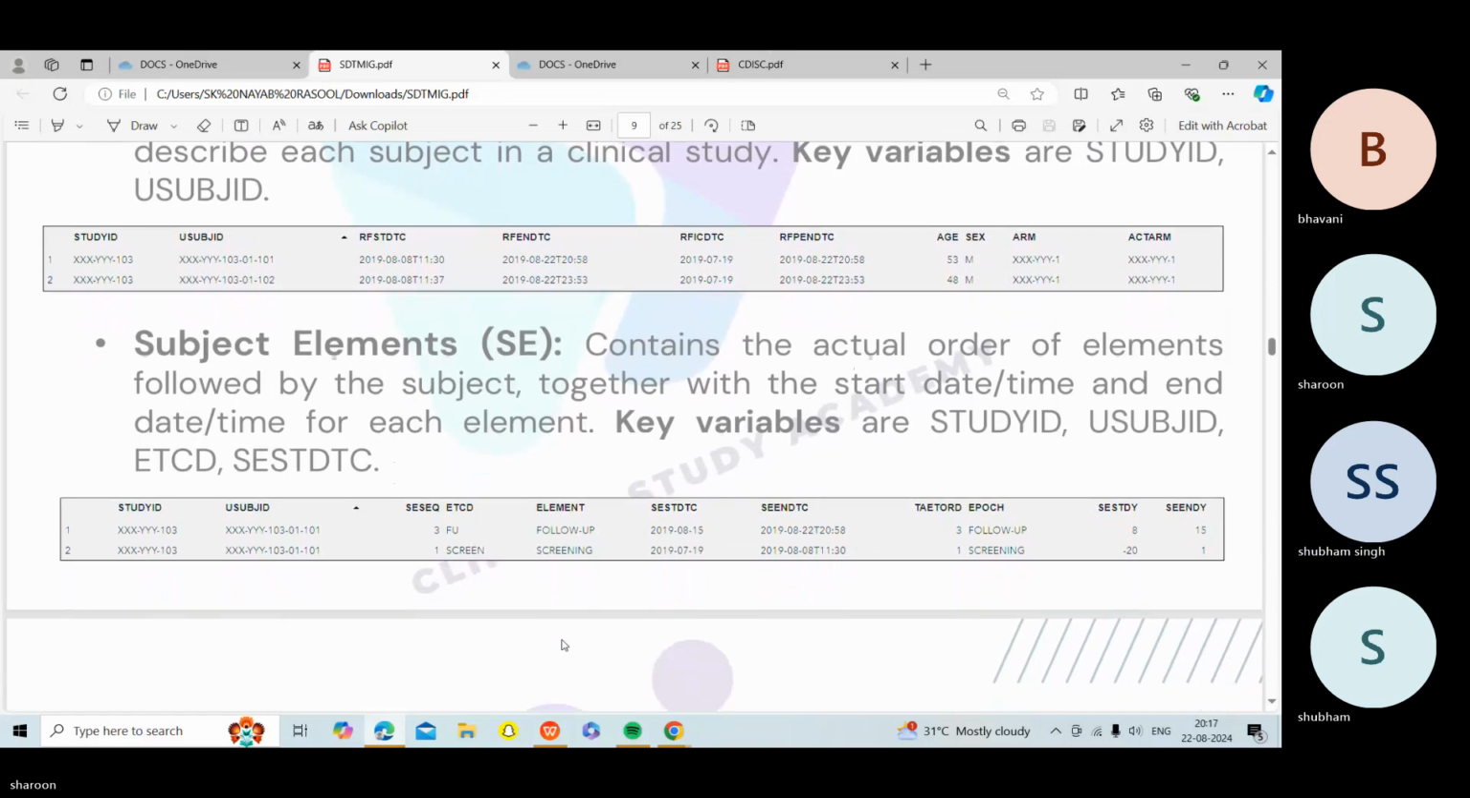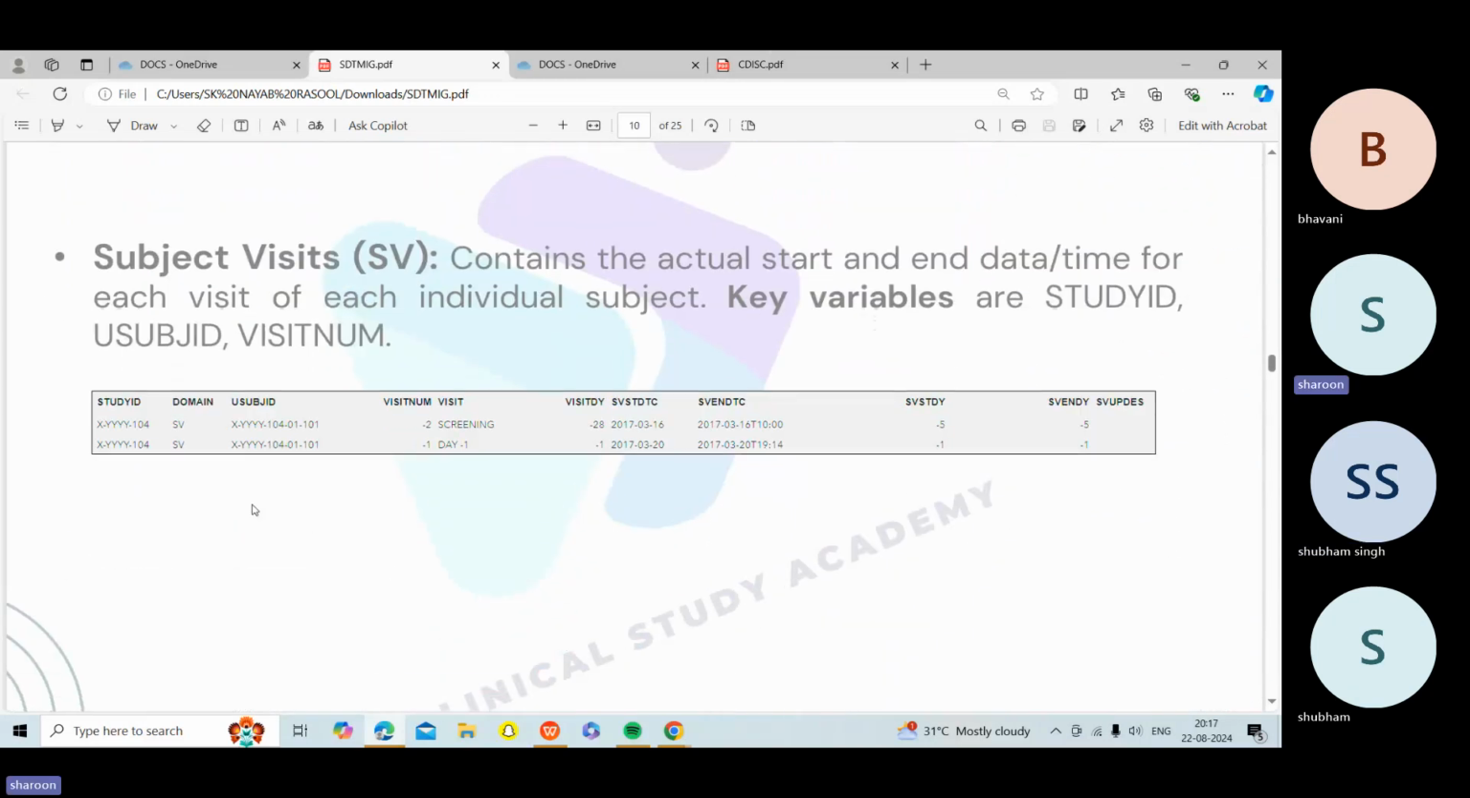Go down. Subject visits contains the actual start and end date or time for each visit of each individual subject. Key variables are study ID, USUBJID, visit number. Yes. Go down.